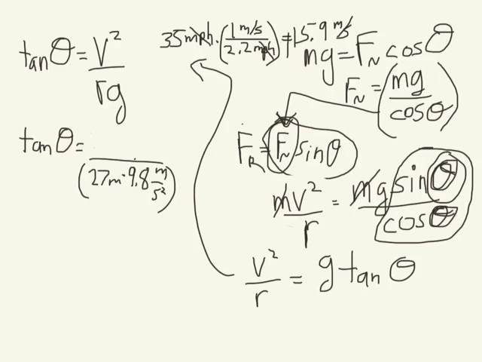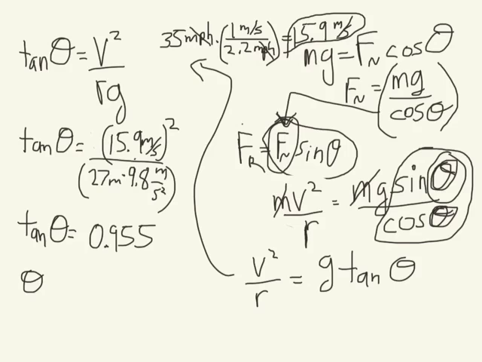So this is going to be the number we use for the velocity. So I'm going to go ahead and put that in, and I'm not going to forget to square it. And that's the number we get for tangent of theta. To find theta, we take the inverse tangent of 0.955. And when I take the inverse tangent, it tells me that theta is 43.7.